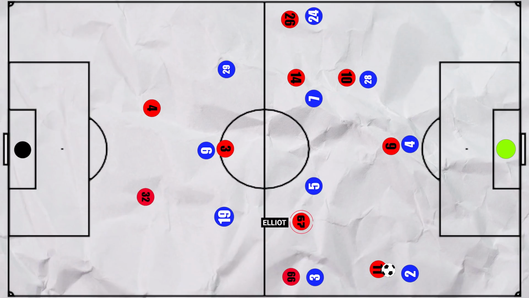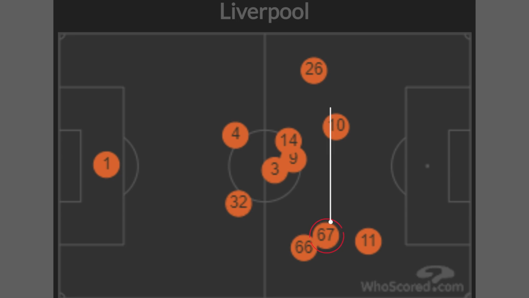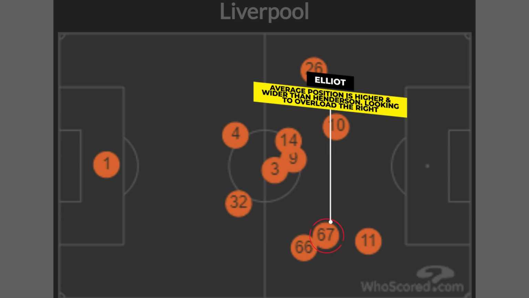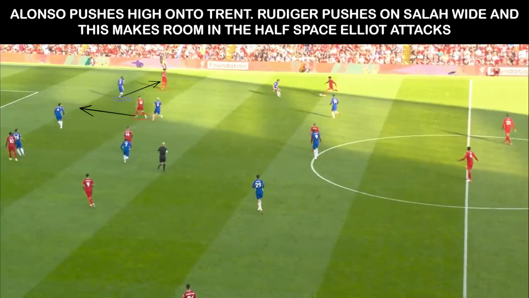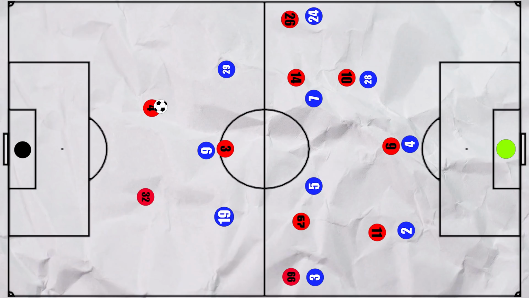And Harvey Elliott's role was important, as he had much more freedom, so he could cause overloads down the right-hand side by overlapping Salah. But Rudiger being dragged wide also meant that there was now space in the half space that a man could move into. Down the left-hand side, a third-man runner could move into the space created when Mane had drawn Azpilicueta deeper.